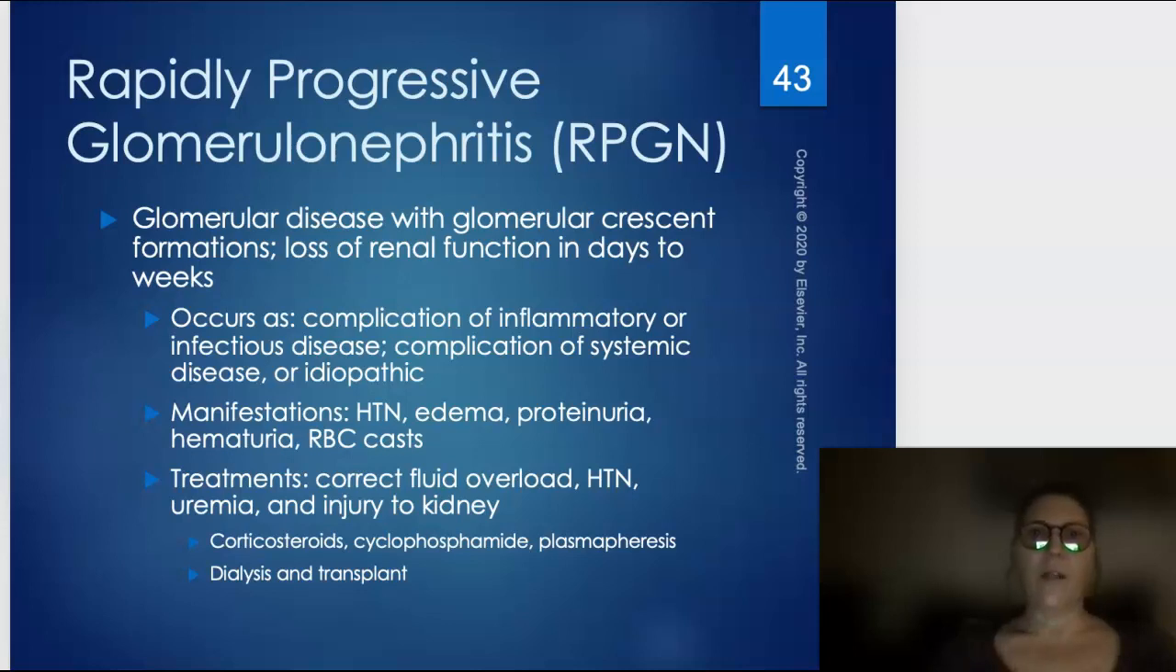RPGN. So this is glomerular disease with crescent formation, so loss of renal function in days to weeks. This occurs when there is a complication of inflammatory or infectious disease, a complication of systemic disease, or it's idiopathic. It manifests itself, what are our cues? Hypertension, edema, proteinuria, hematuria, red blood cells, casts. We're going to correct their fluid overload, correct their hypertension, the uremia, and the injury to the kidney with corticosteroids, with cyclophosphamide, which is a chemotherapeutic drug, plasmapheresis, and then dialysis and transplant.